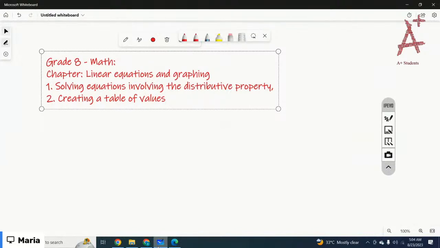So, we are here for grade 8 math. We're working on the book Math Grade 8, Maths Make Sense Grade 8, chapter 6, Linear Equations and Graphing. The lesson we're going to start with today is solving equations involving the distributive property and creating a table of values. Let's just start with the lesson.